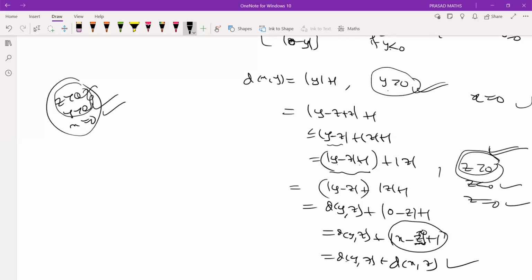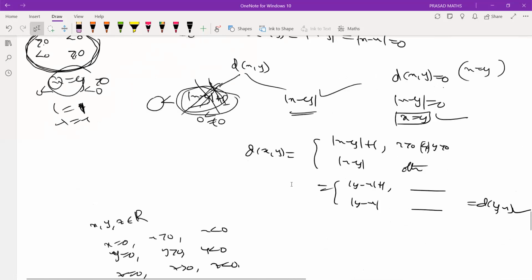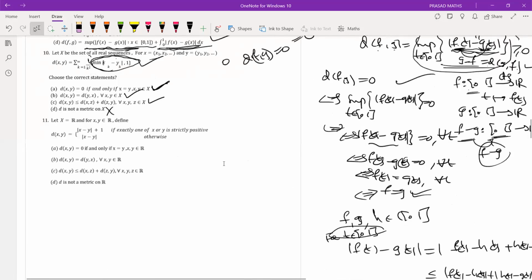I hope you understand. You need to show all the cases. This is an exercise. I show one case, you need to show all cases. Treat it as an exercise. Therefore, it is a metric.